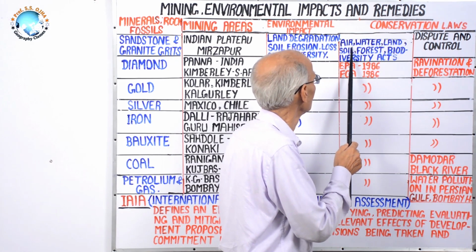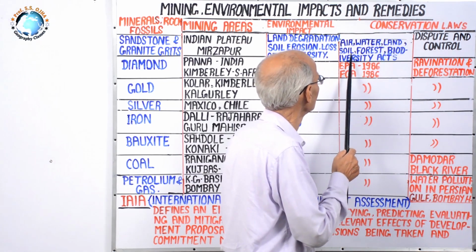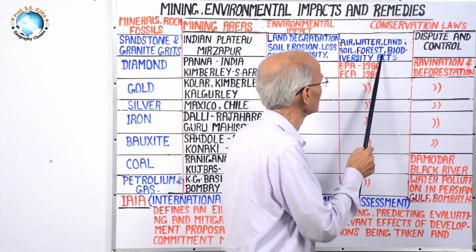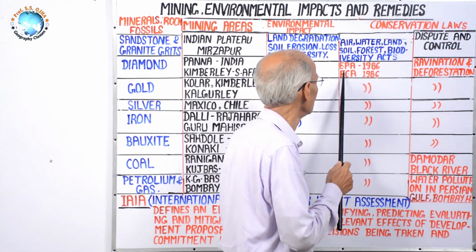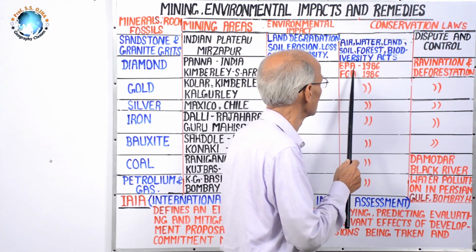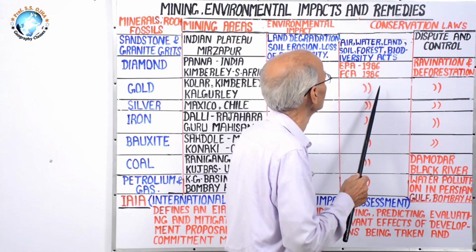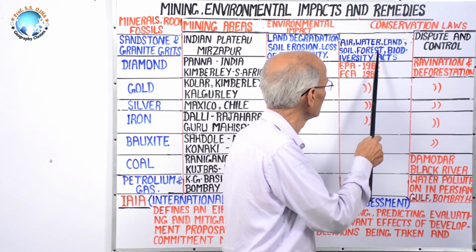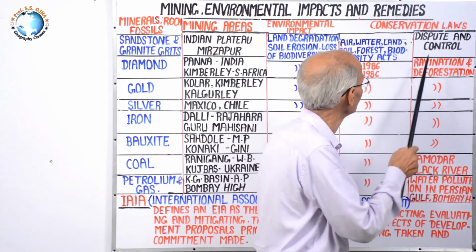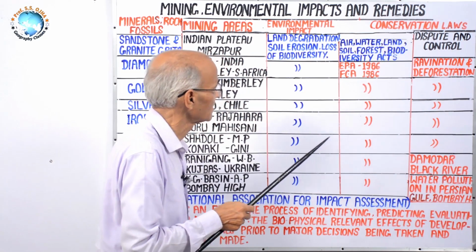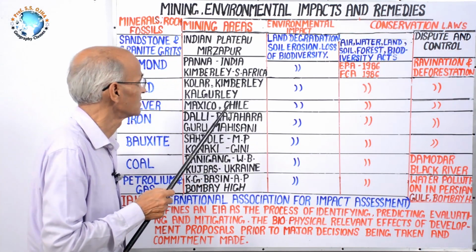For example, air pollution control law, water pollution control law, land degradation control law, soil conservation control, forest conservation protection control, and biodiversity conservation act. For example, EPA, the Environmental Protection Act in 1986, likewise FCA in 1986. So these measures are adopted in all the mining areas, and there are also disputes, like if in a border area these minerals are mined, then an international dispute is created.